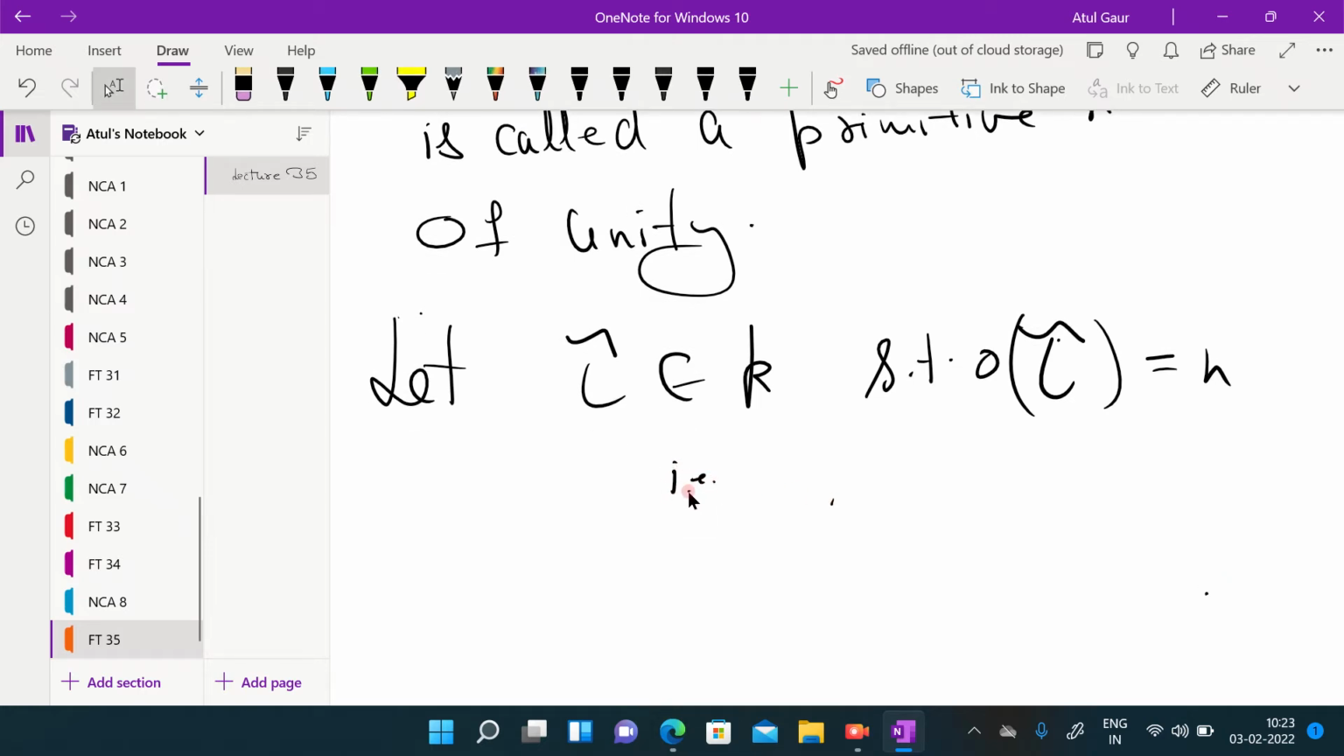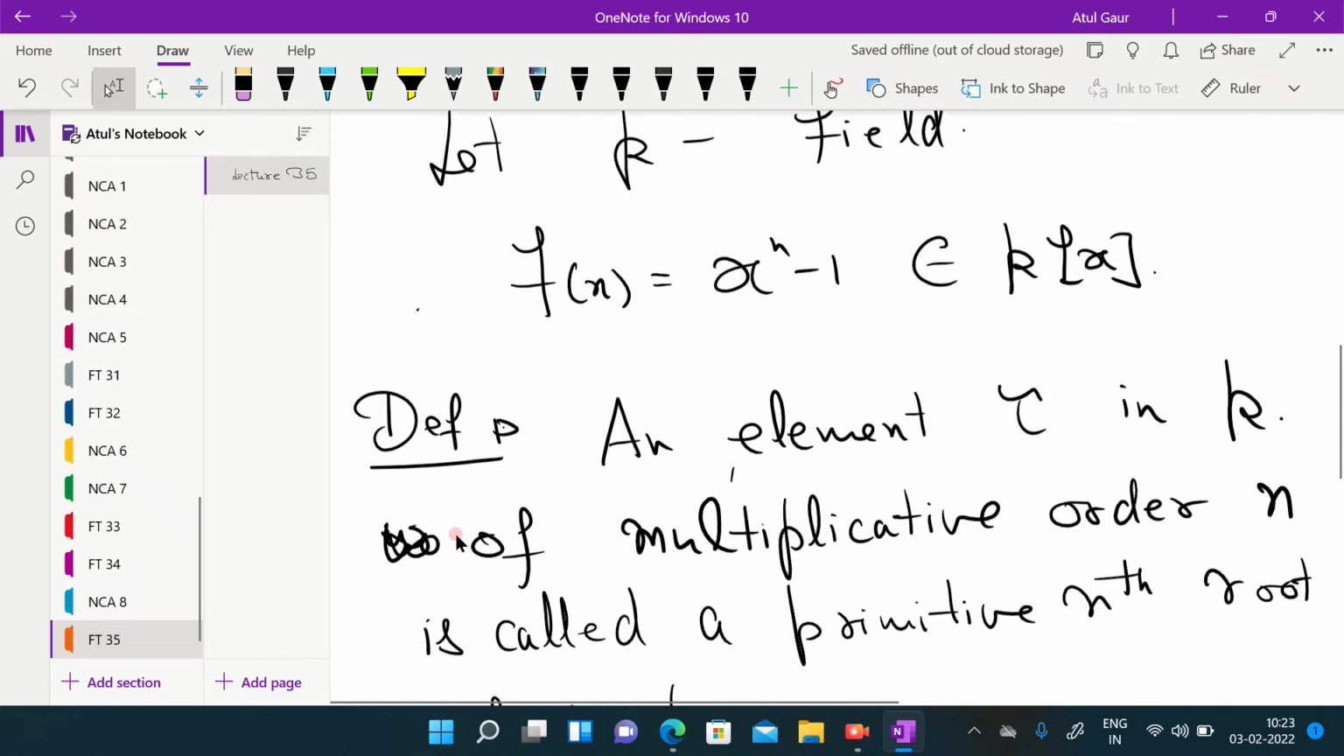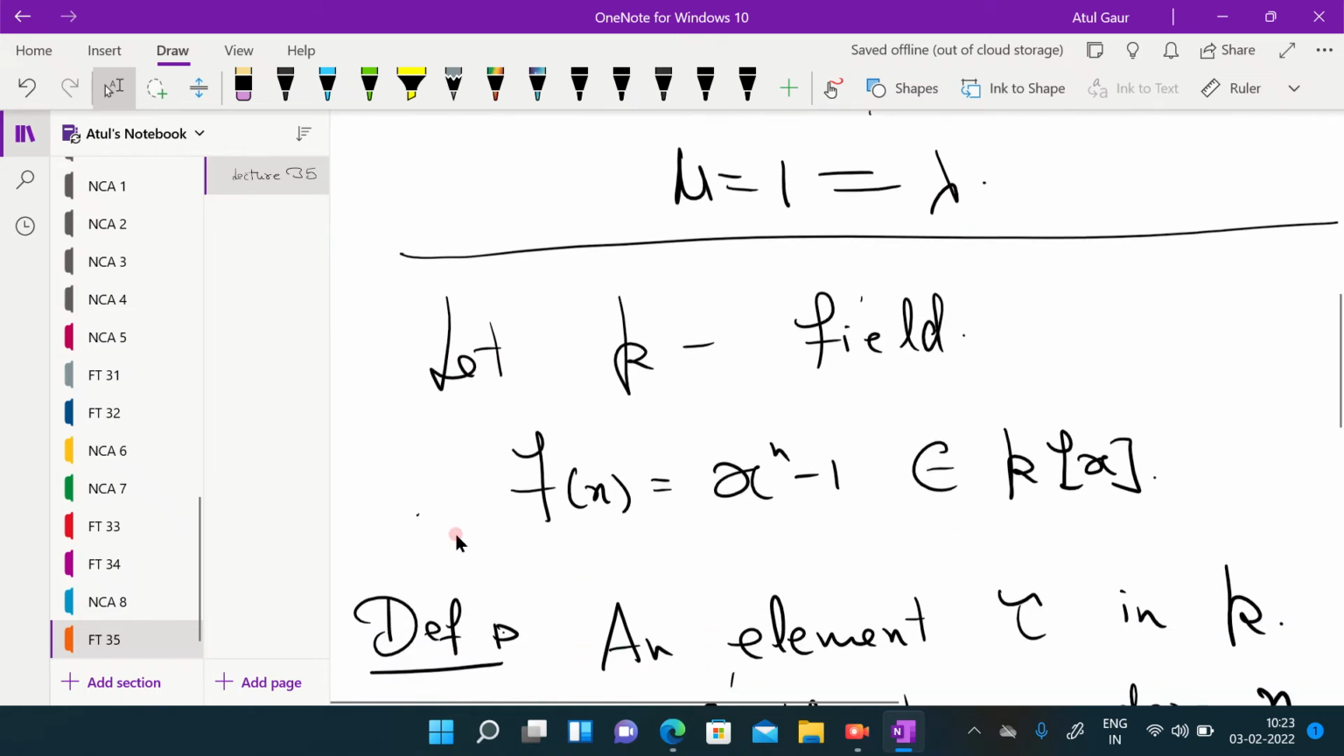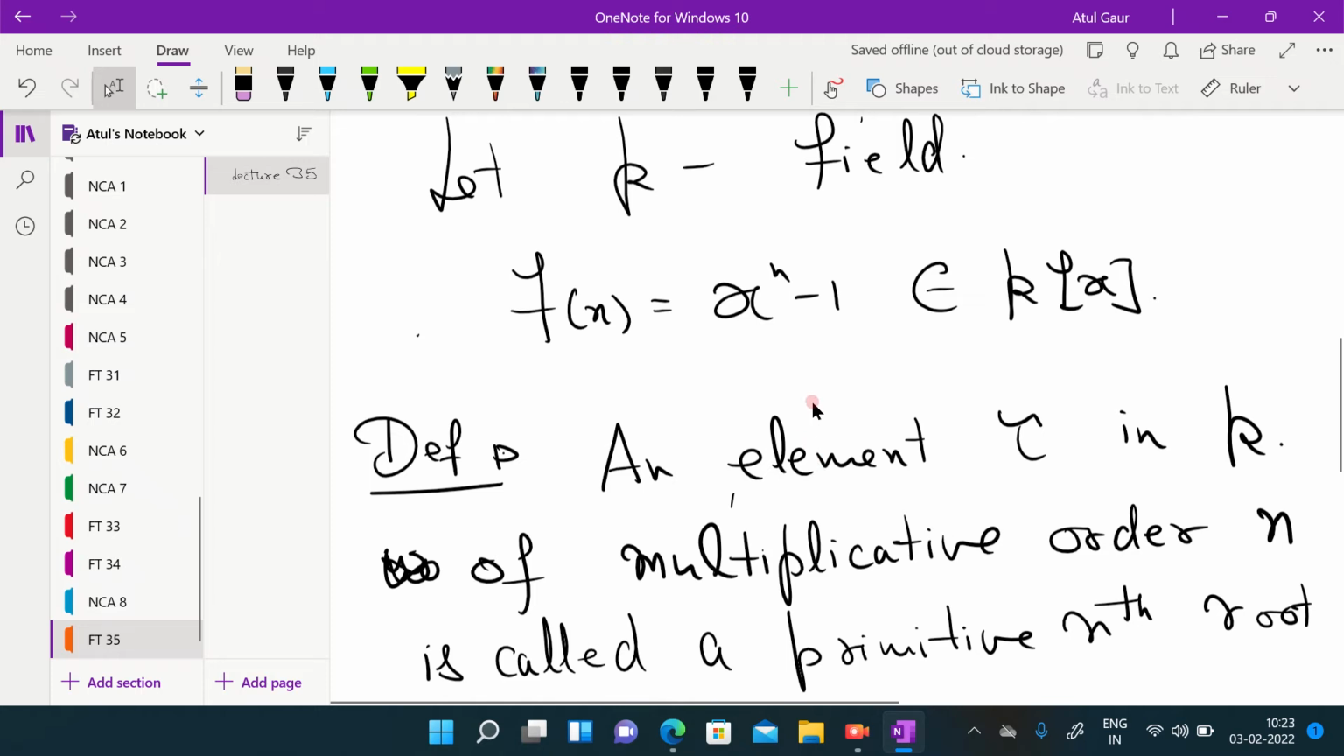So order means multiplicative order, that is tau power n is 1, and this cannot be 1 for all m less than n. All right, so what are all the roots of this equation? I'm interested in the roots of this equation, right?